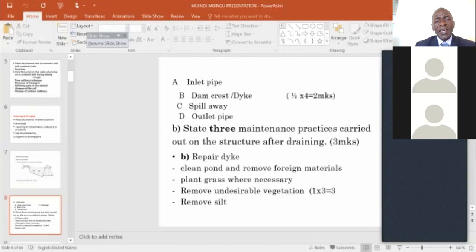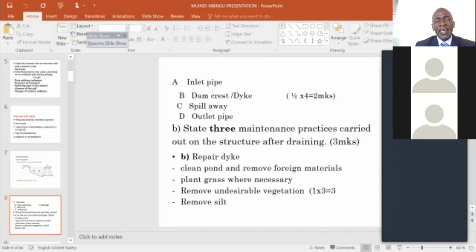Now, another example of a question that may be tied to that part A is state three maintenance practices carried out on the structure after draining. And of course, the responses are on the screen. Repair the dike, clean pond and remove foreign materials, plant grass where necessary, remove undesirable vegetation, and remove silt.